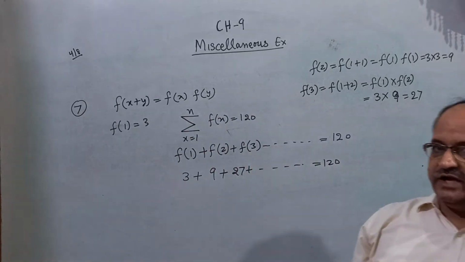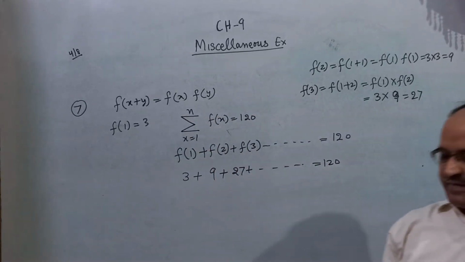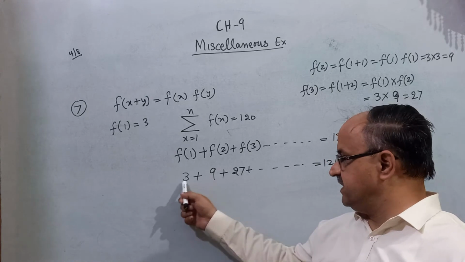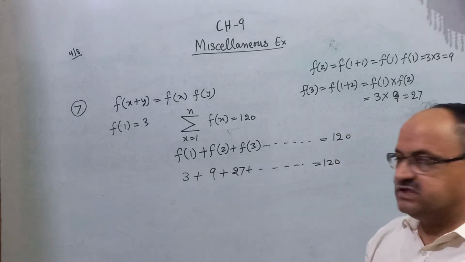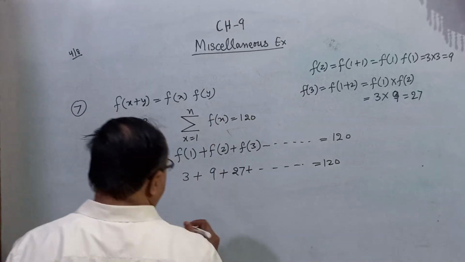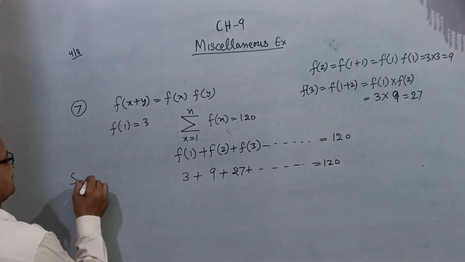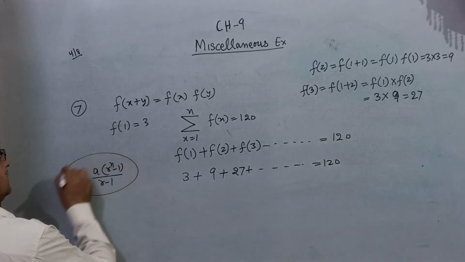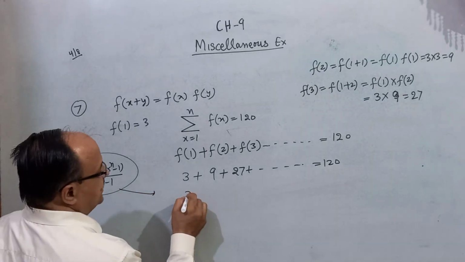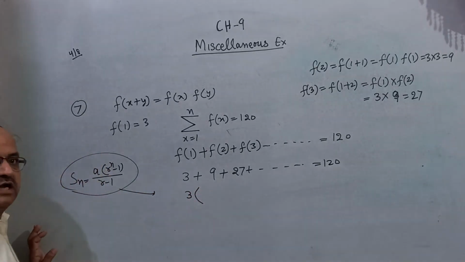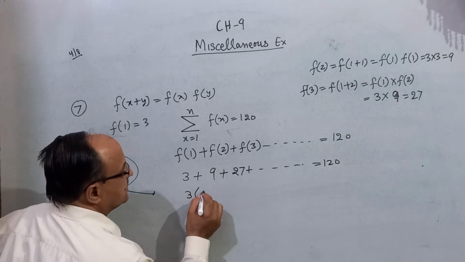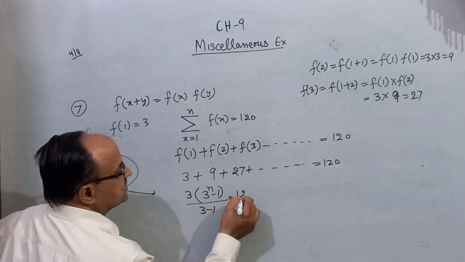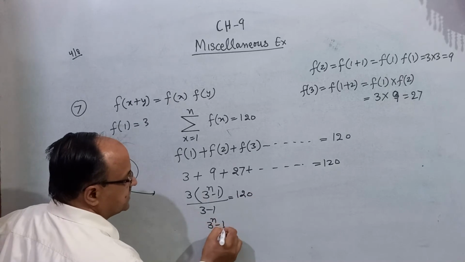Clear? I knew that this series is an AP or GP. It is a GP because we know that the common ratio is the same: 9 divided by 3 is 3, 27 divided by 9 is also 3. Therefore, you can apply the formula Sn of a GP: a(r^n minus 1) upon r minus 1. Here a is 3 and r is the common ratio, that is 3. So (3^n minus 1) divided by (3 minus 1) is equal to 120.